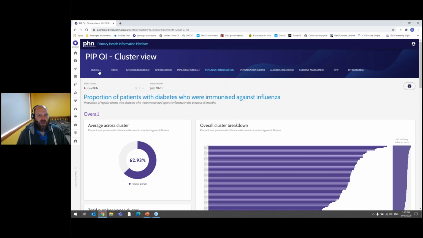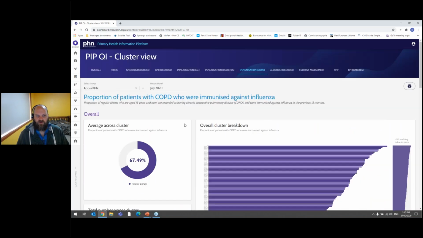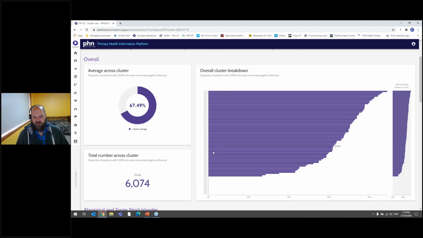Like the immunisation for diabetes, we also have it broken down by COPD as well, which is the next indicator. You'll note here that that's for anyone aged 15 years and over. So that's a specific metric that's been applied by the AIHW. So some of these indicators will be age specific and others will be time specific here, or they will be both. And in this instance, anyone who is over 15 obviously would meet the requirements of having chronic obstructive pulmonary disease. And again, you can see how the different practices are rating across the PHN.